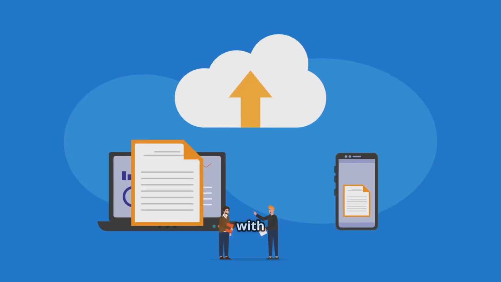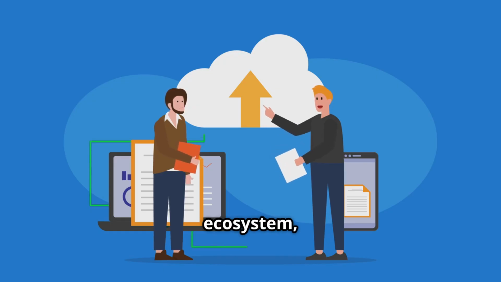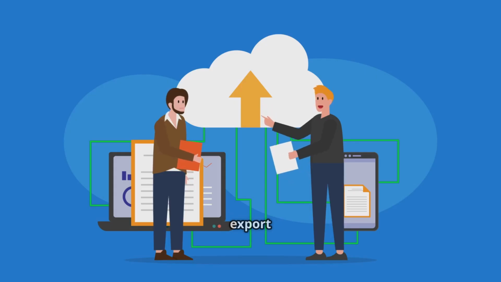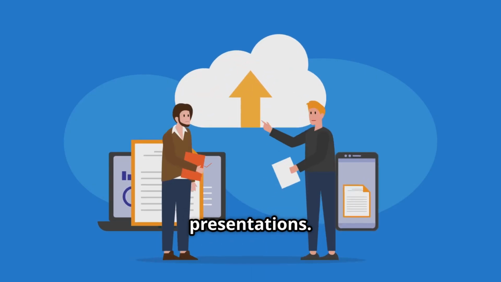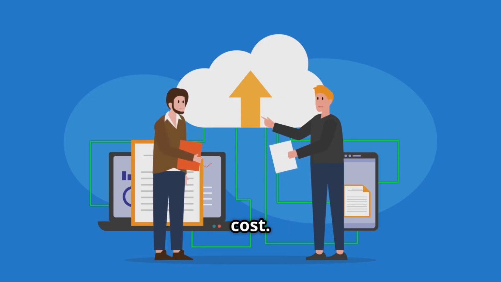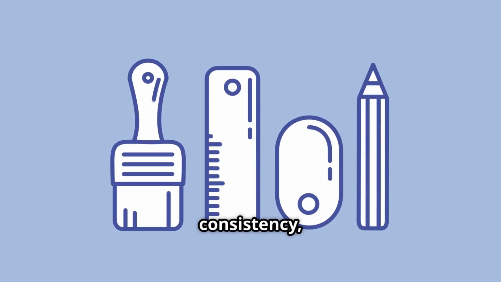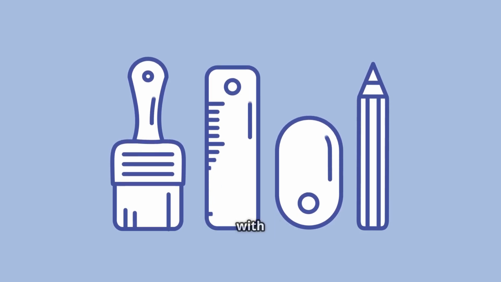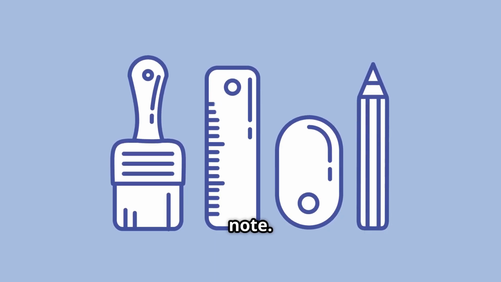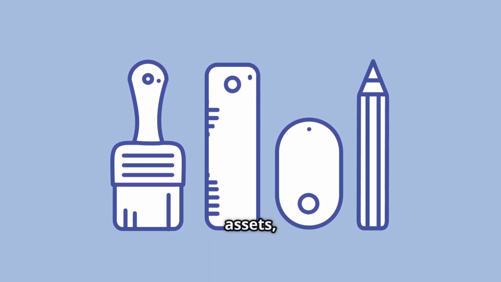Designer also integrates with Microsoft's broader ecosystem, which is handy if you're already using OneDrive or Teams. You can collaborate, share drafts, and export straight into presentations. That integration replaces some of the convenience of Canva Pro's team features without an extra cost. If you need brand consistency, create a small folder with approved logos, brand colors, and a short style note. Designer remembers recent assets, which speeds up the process.